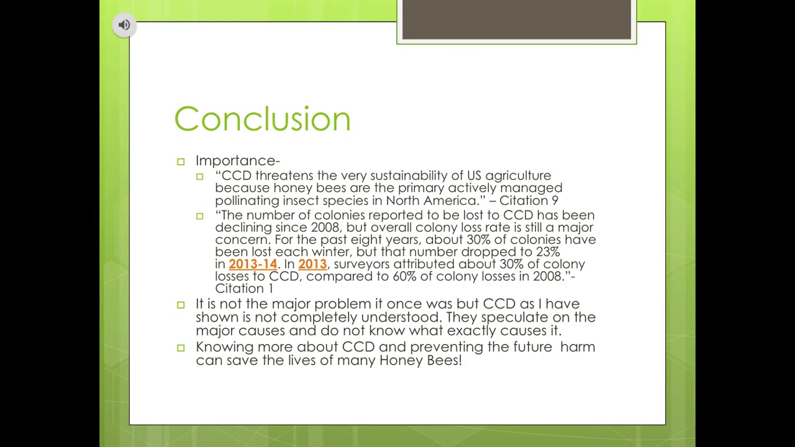For the past 8 years, about 30% of colonies have been lost each winter, but that number dropped to 23% in 2013 through 2014. And in 2013, surveyors attributed about 30% of colony losses to CCD compared to 60% of the losses in 2008. It is not the major problem it was when it was introduced in 2006, but it's still not completely understood. I've looked over plenty of peer-reviewed research and nobody can give a single point of causation.